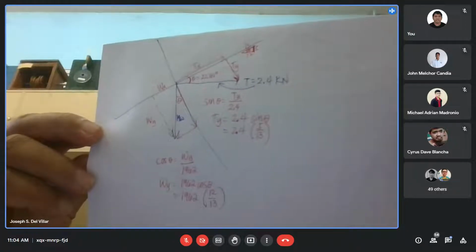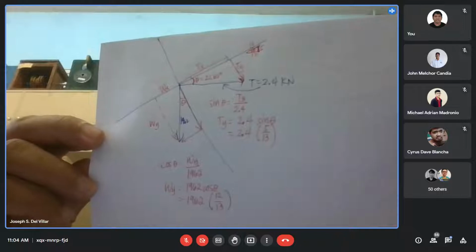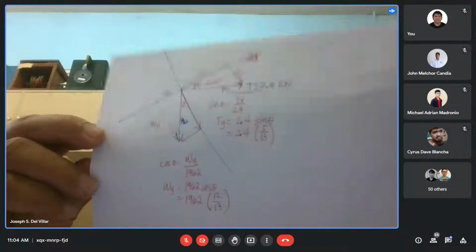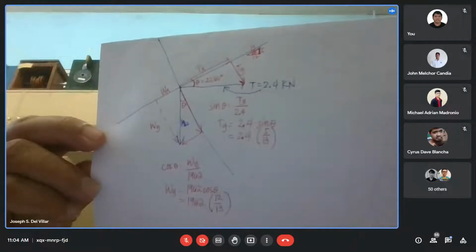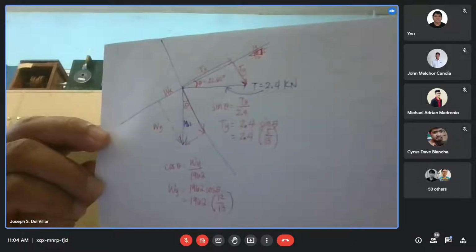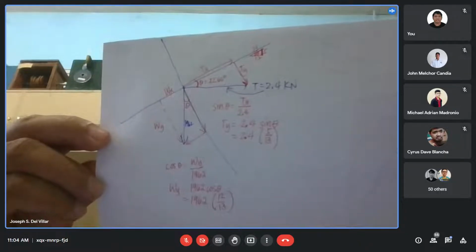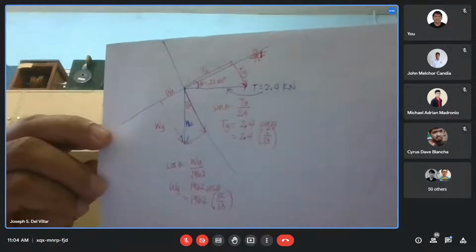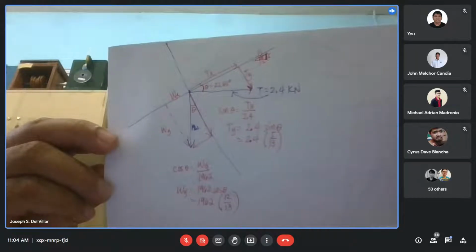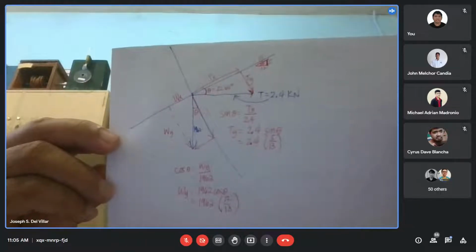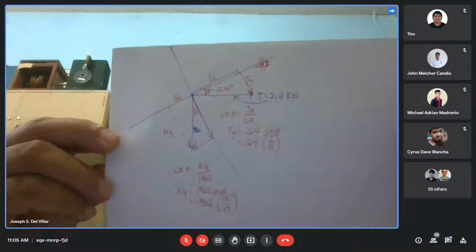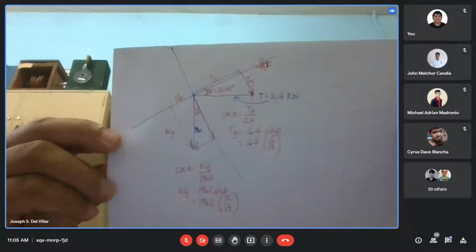Saan ang galing yung 5/13? Yung 13 is the hypotenuse of the slope. Ano yung slope? Rise of 5 and a run of 12. Okay? Now, since sine of theta is opposite over the hypotenuse, and opposite the angle is 5, yung maliit na right triangle, hypotenuse niya is 13, kaya 5/13. Yung multiplier natin kay tension.